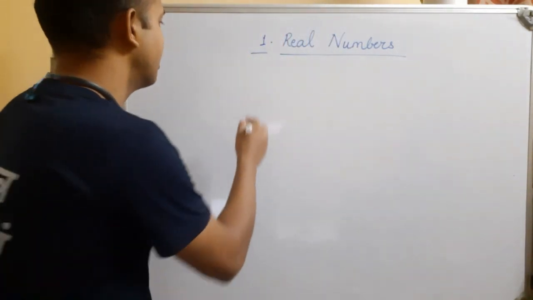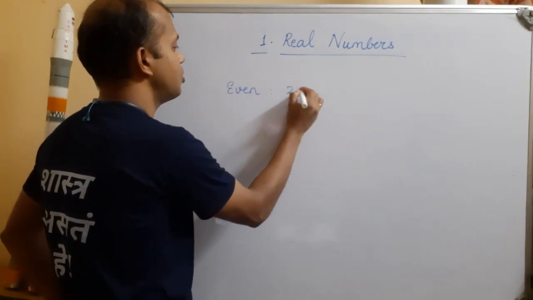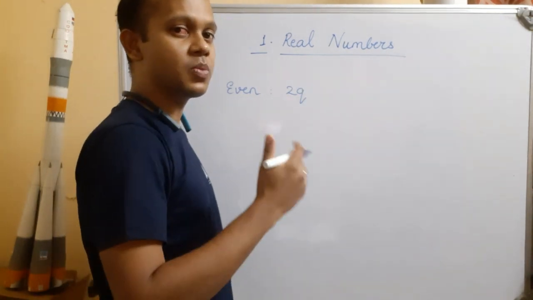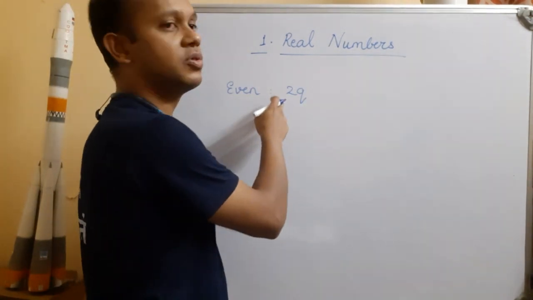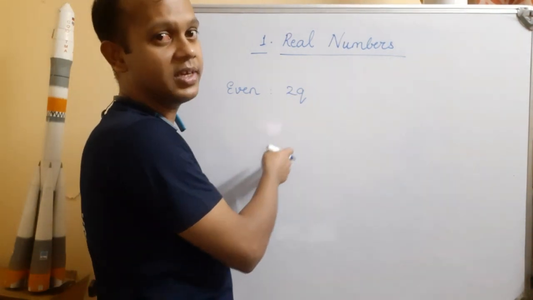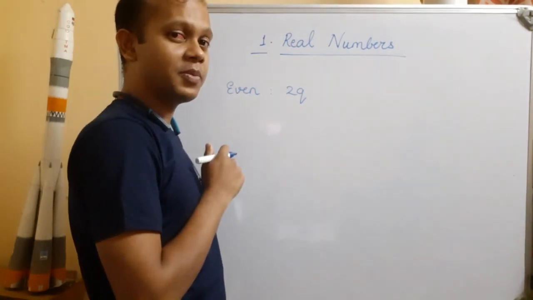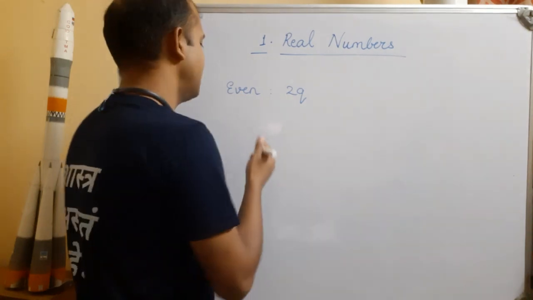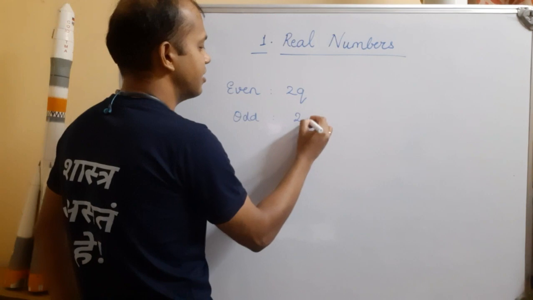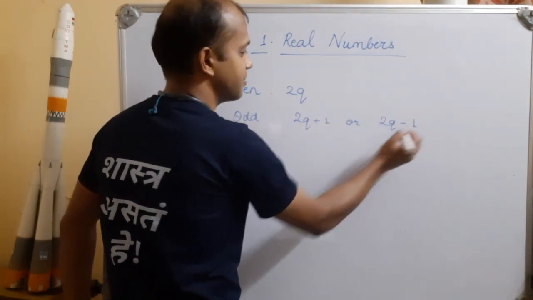If you remember, we used to write all even numbers as 2q, where q takes all the values of natural numbers. So if q is 1, your even number is 2 into 1, which is 2. If q becomes 2, the even number is 4. If q becomes 3, the even number is 6 and so on. What if now we want to obtain an odd number? It's very simple. Either we add 1 to this or we subtract 1 from this. So we have either 2q plus 1 or 2q minus 1.